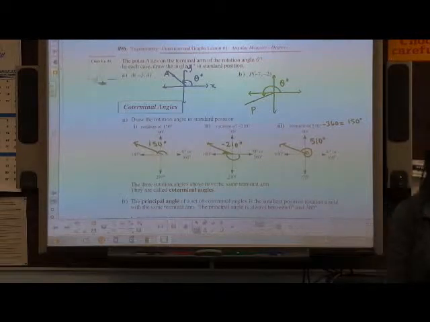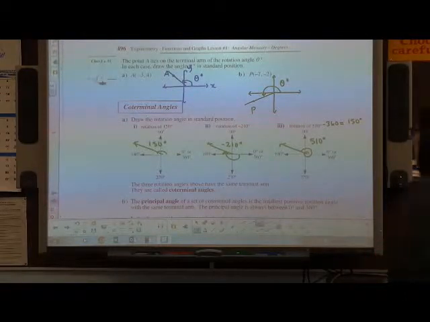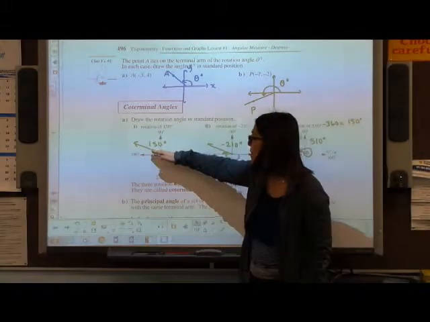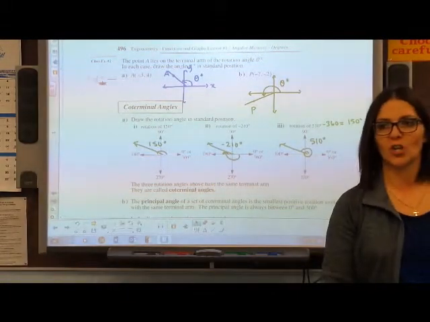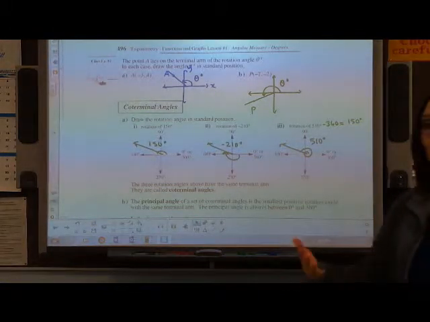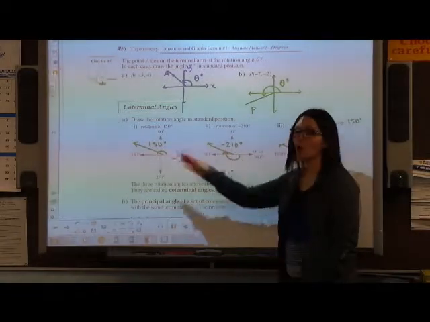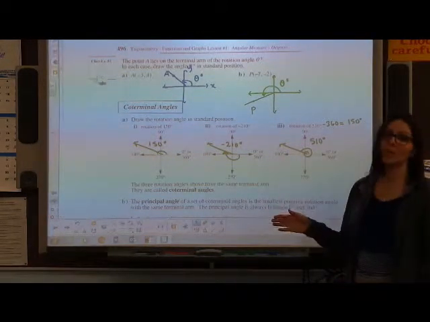What do you notice about all three angles? They're the same. They're the same angle. They line up. If I was to put them all together, their terminal arm would be at the same point, which is why they get the term coterminal, because they stop at the same point. Okay? Within the coterminal arms, there is a principal angle.